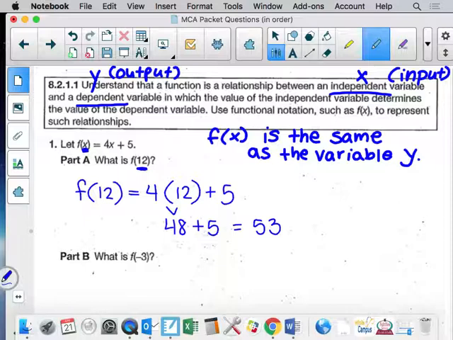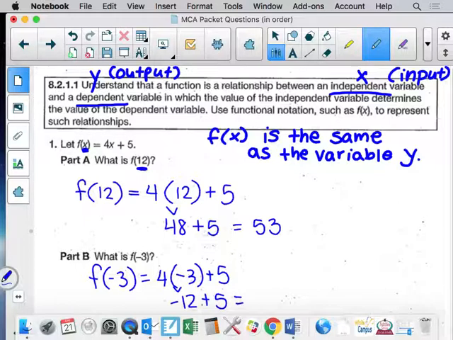The next one, f of negative 3, we'll do the same thing. Replace the x with negative 3 in both places, like this, and then solve it using the order of operations. 4 times negative 3 is negative 12, plus 5 is negative 7.